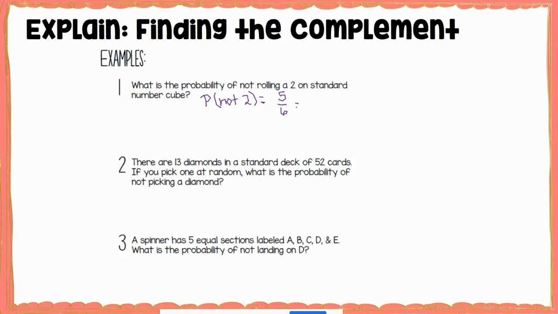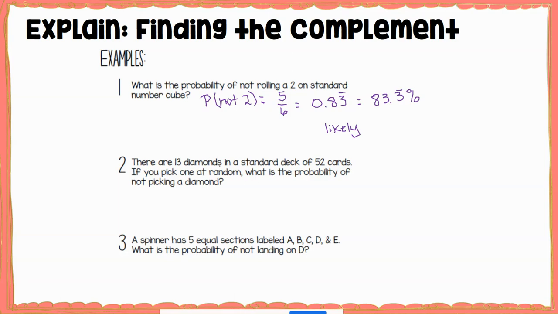Well, if I solve that, I'm going to get 0.83 with my 3 repeating as a decimal, which is 83.3 repeating percent. Because this is between 50% and 100%, I know that the probability of this happening is likely.